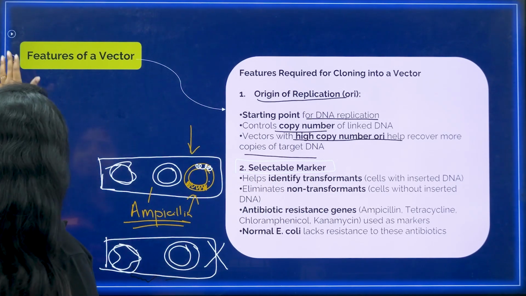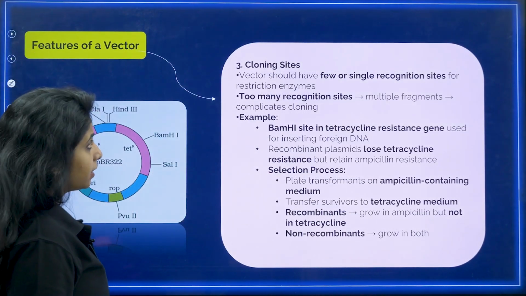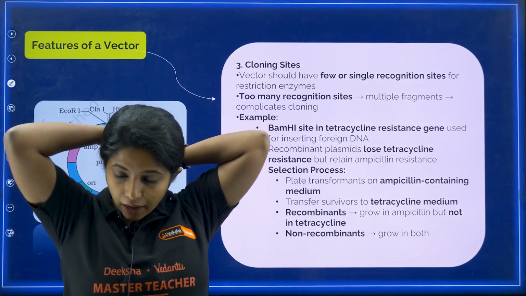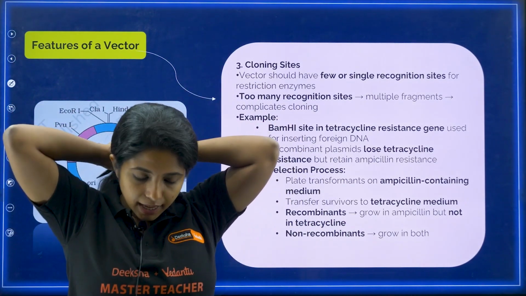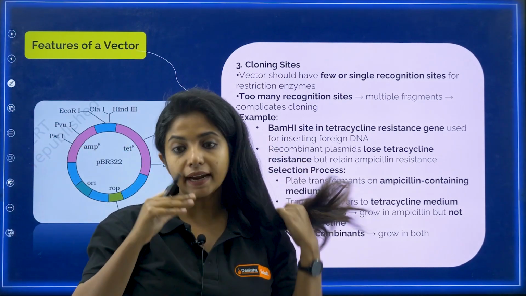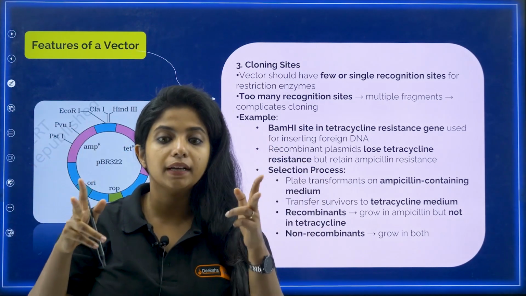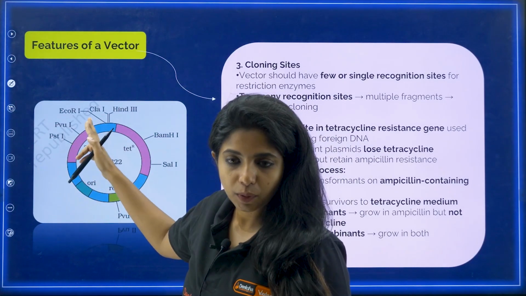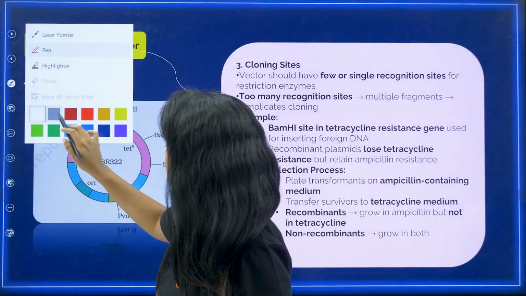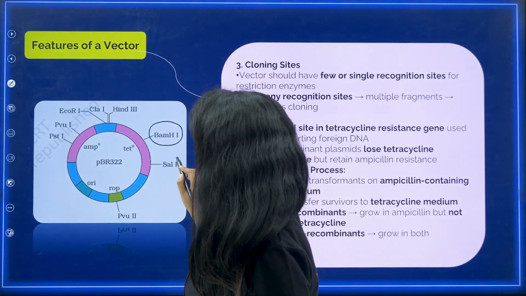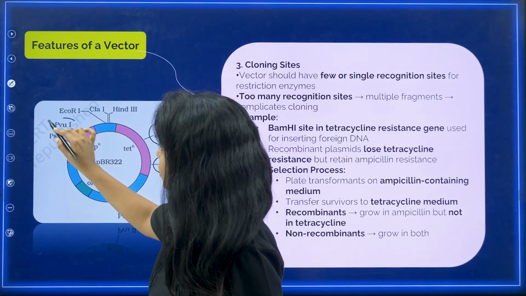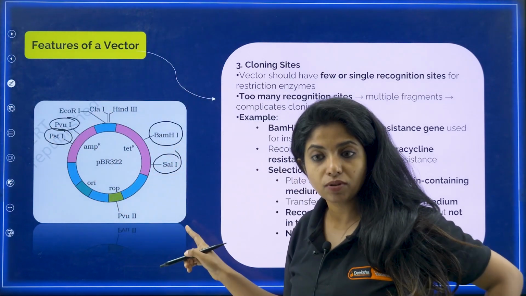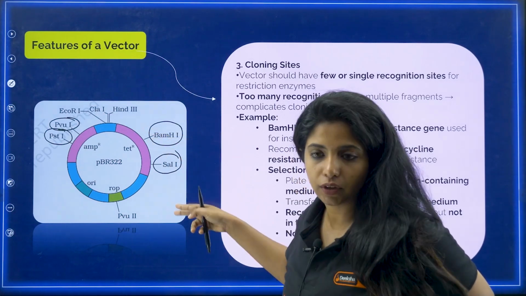Okay? Now, third thing, it needs cloning sites as well. Cloning sites, as in vectors should have one or more recognition sites. These are the sites where the enzymes can make a cut. So suppose this is a plasmid. Okay, this is a plasmid, my dear children, and over here you see certain enzymes. This is BamHI, this is SalI, this is PvuI, PstI. All these are restriction enzymes, and all of them have sites over here.